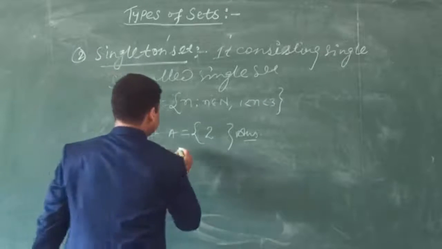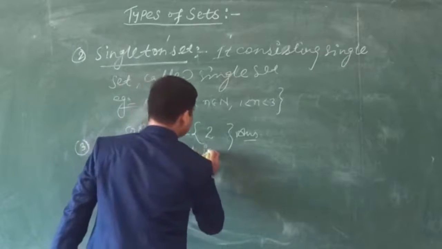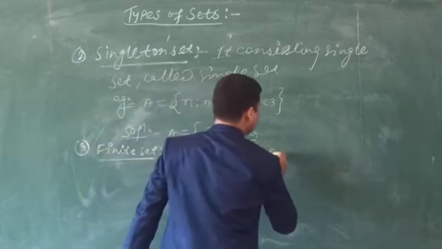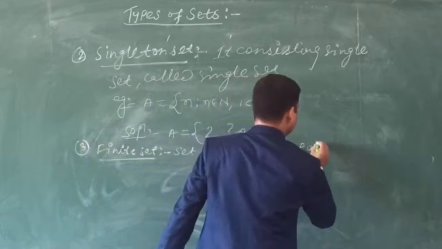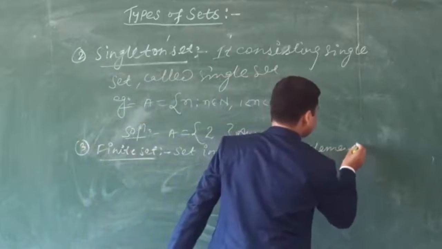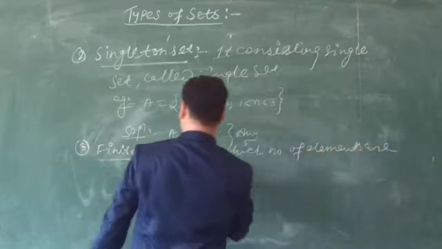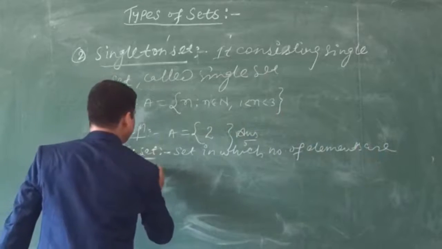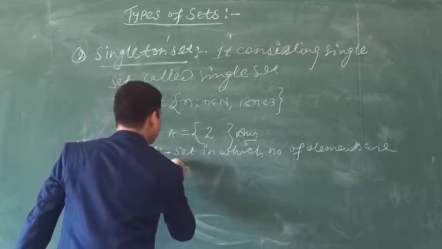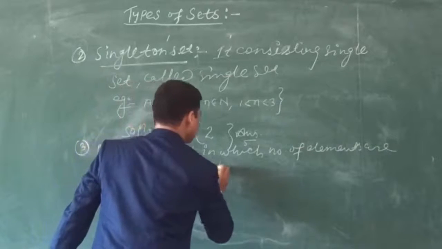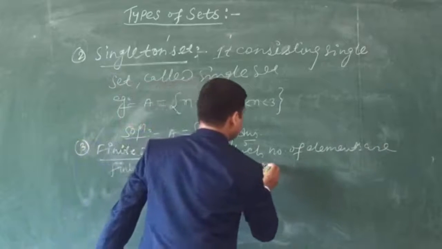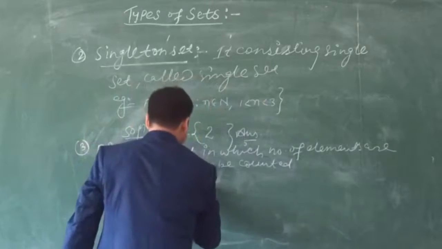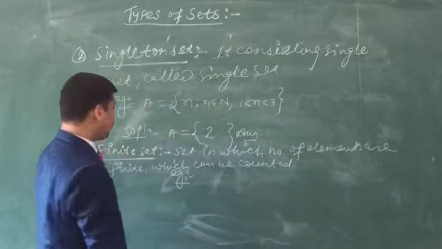Set in which the number of elements are finite, which can be counted, which means it should be countable. For example, I am taking here, see this. What is called finite set?